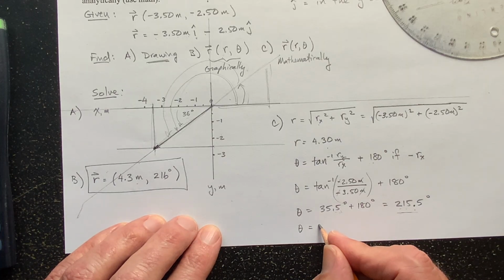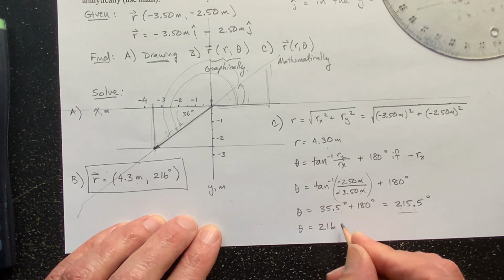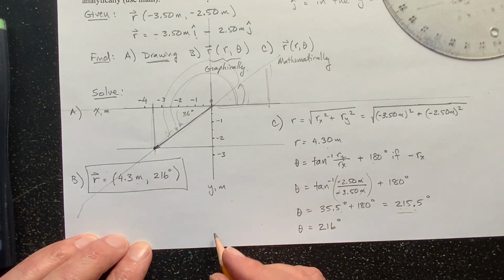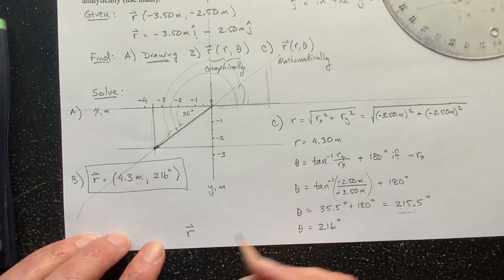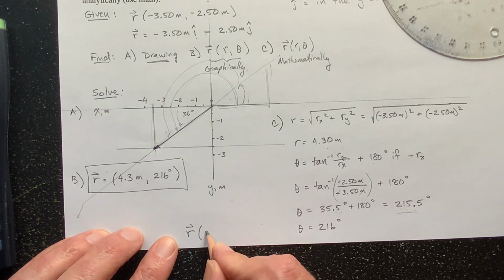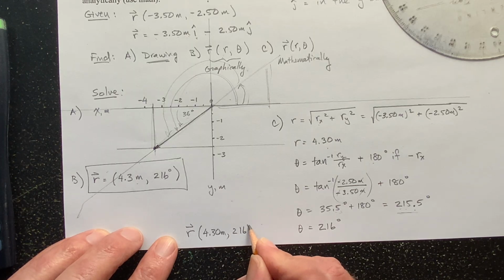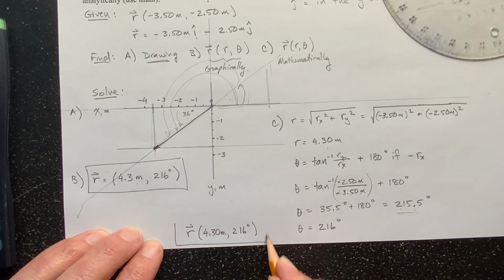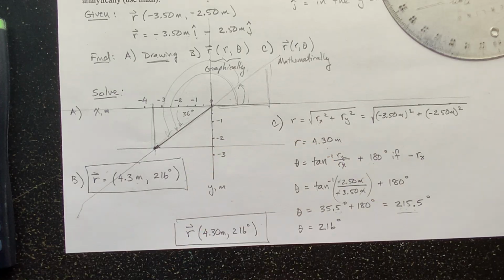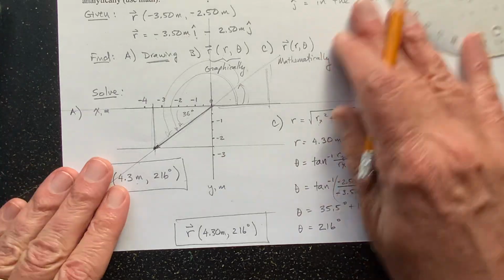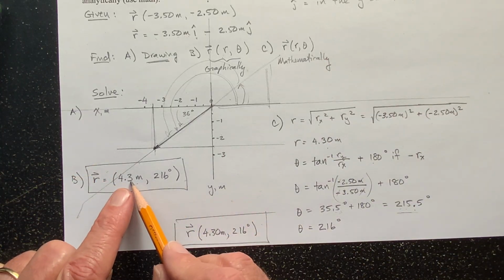Well, let's round it off to three significant figures, and I get the answer that I measured, 216 degrees. So I can say that my vector in polar coordinates is 4.30 meters at an angle of 216 degrees. And there's my answer done mathematically. And it totally agrees with my drawing.